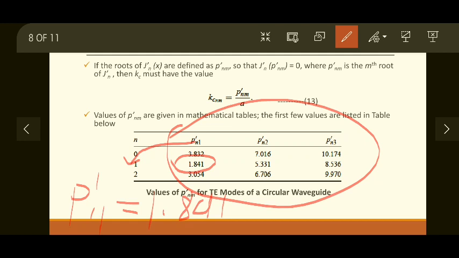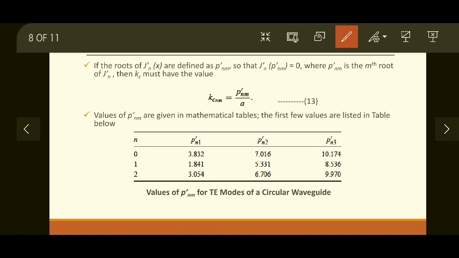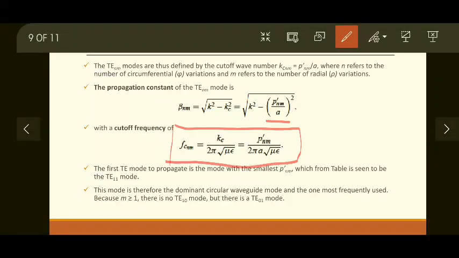So what does that mean? That means p dash 01 will not be propagated first. Why? We will see later on. We have found out p dash 11 is the smallest value, that will be the first mode. So the mode corresponding to p dash 11 is nothing but the TE11 mode.